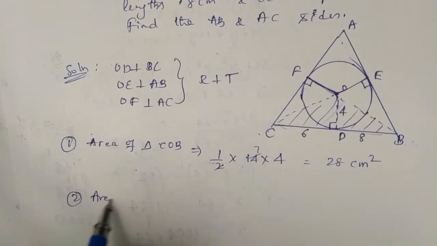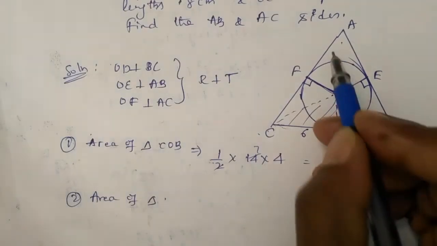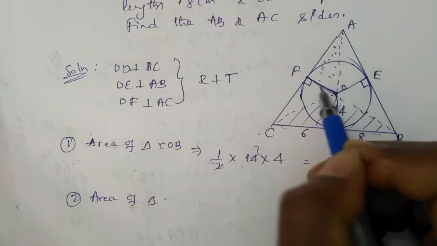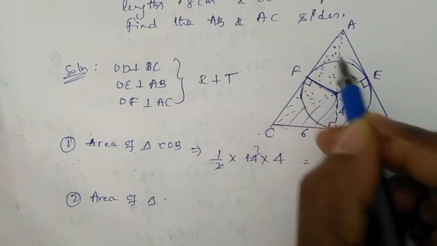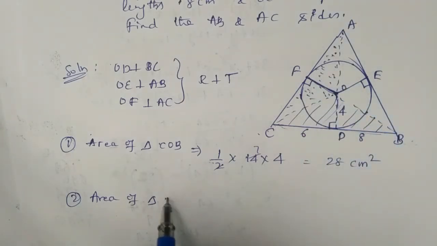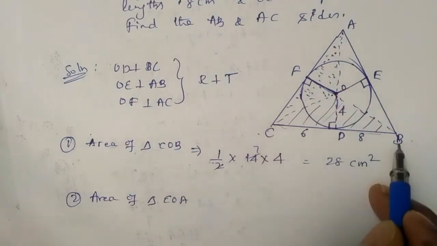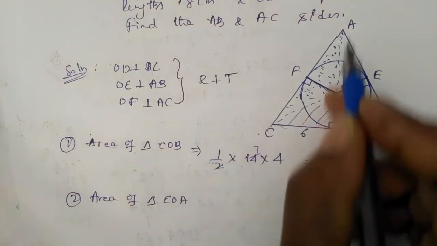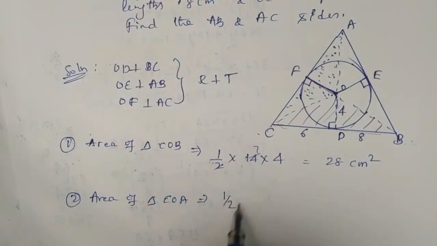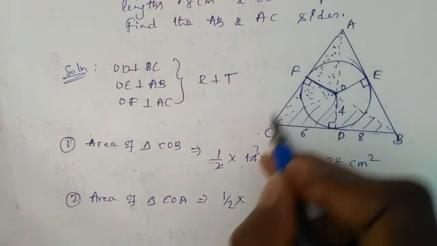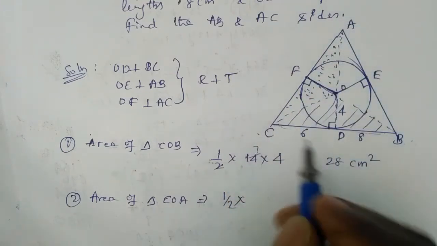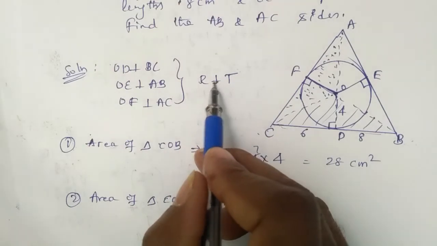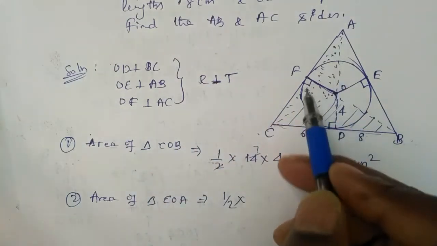Second, area of triangle. After joining OA, we'll get one more triangle. I make it in dots. In this triangle COA, before I took the COB triangle, in that COB triangle this is base, height is 4. Now in COA triangle, half into which is base? This is the base, but this base length is unknown. So before we wrote here 14, here what to write? This problem persists because the second theorem is not yet used.